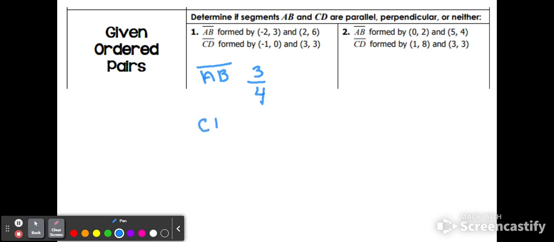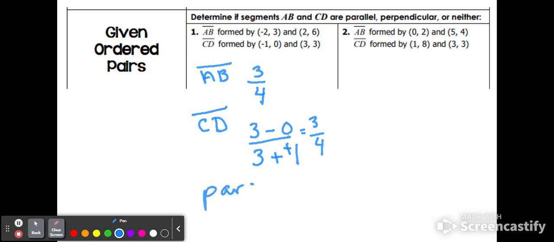So if we calculate CD, 3 subtract 0, and 3 subtract negative 1. So we're going to get 3, and we're going to get 4. So we have the exact same slope, 3/4 and 3/4, and so this will be parallel. Now, you can write parallel with 2 diagonal lines as its symbol, just like no solution was this. Parallel is 2 slanted lines running in the same direction.